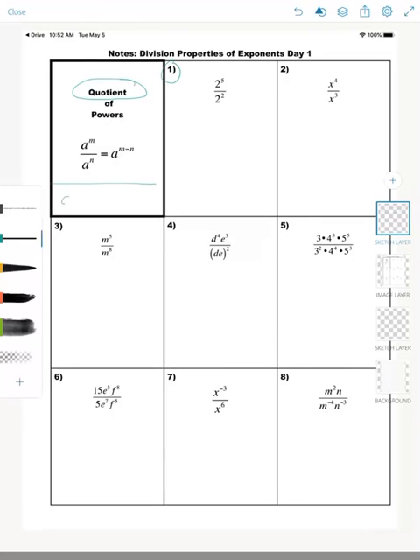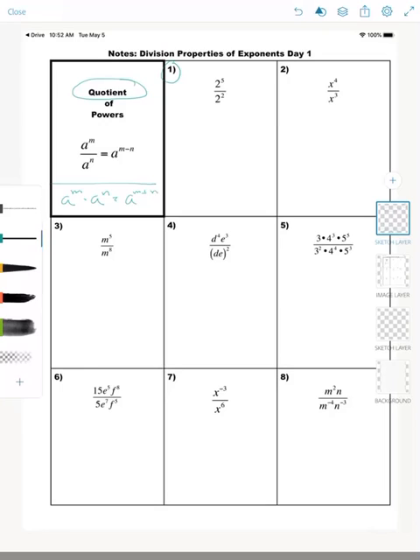Because if you recall, when you had multiplication, if you had a to the m times a to the n, you add those. And you've been using that rule. So the division, you're going to subtract exponents. So here's why that's true.